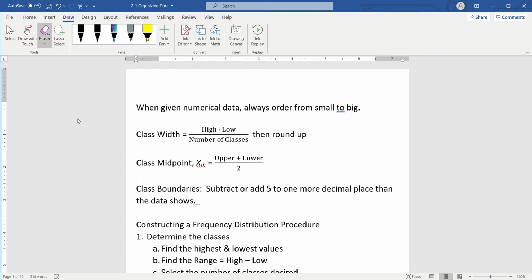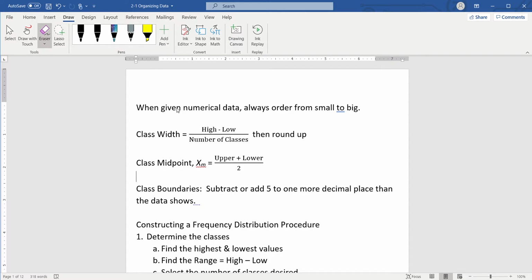This video is going to be about organizing data. Now, you can at this point be given what's called numerical or categorical data. Numerical data always has numbers. Categorical data will never have numbers. Now, here are some hints and some tips to follow for organizing your data.